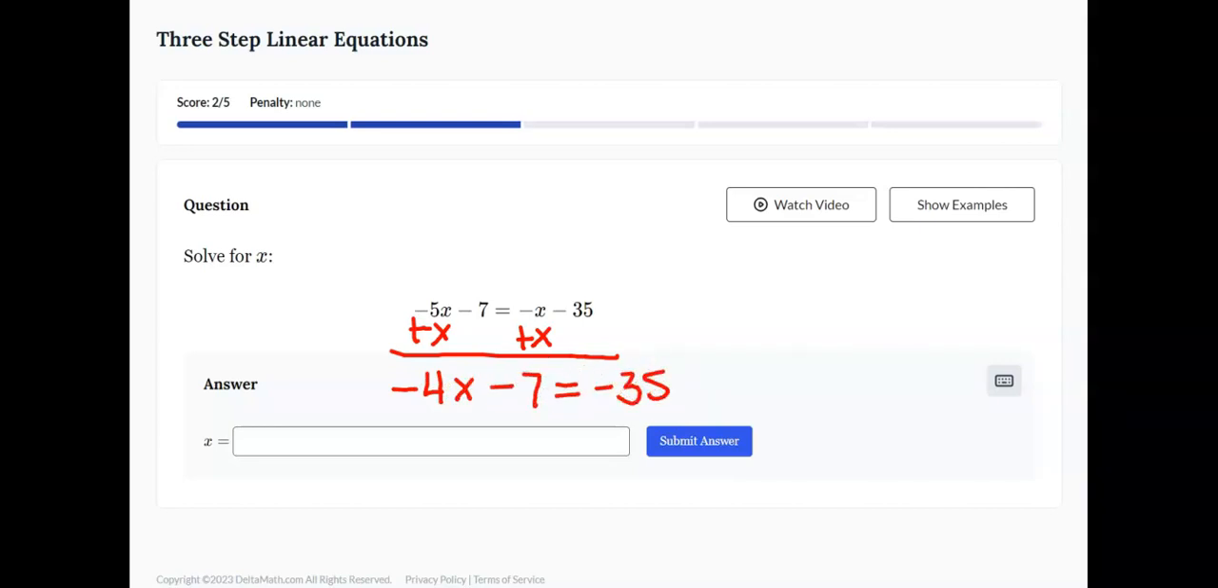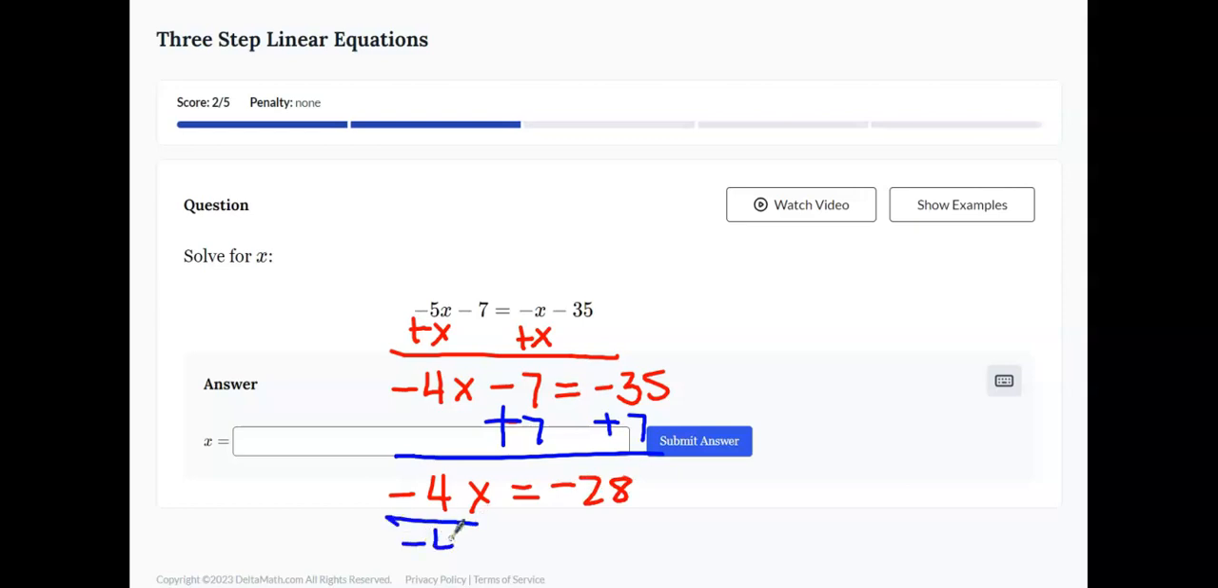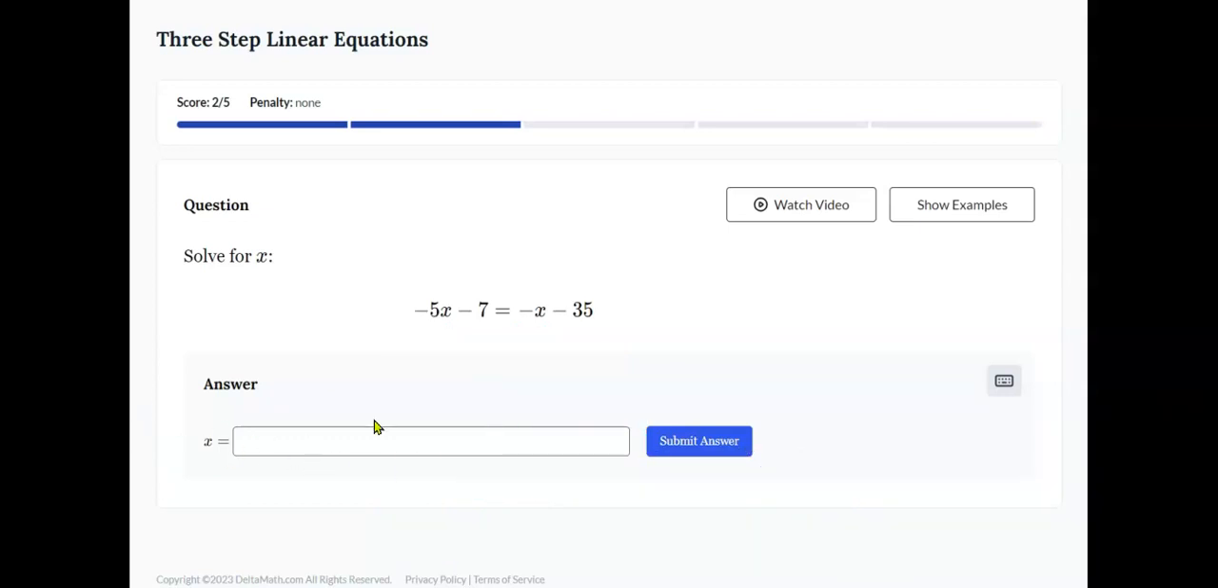The next math move here is to get my constants on the same side. So I'm going to add 7 to both sides. And then I'm going to rewrite negative 4x is equal to negative 28. Use your calculator if you need to, and then divide by your coefficient and get your final answer, which for us will be positive 7. So you're going to need some scrap paper to finish this section.